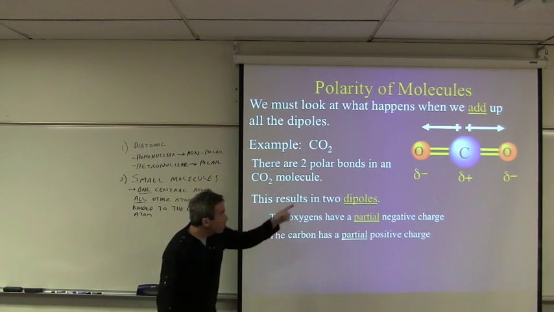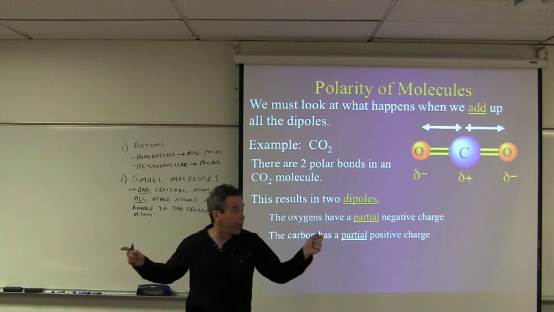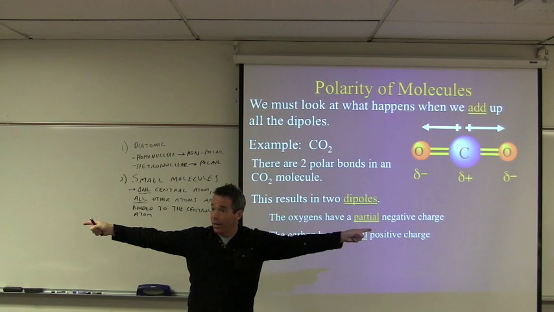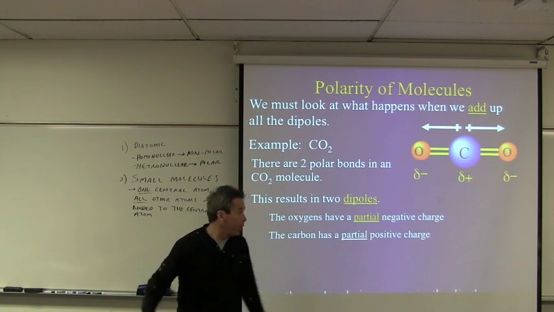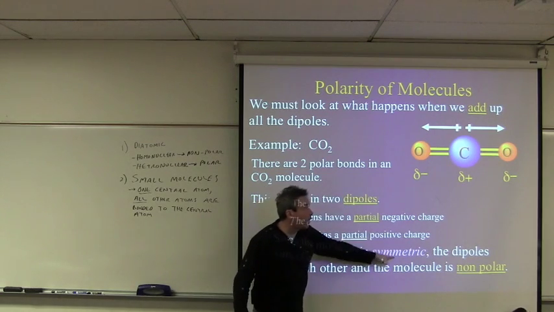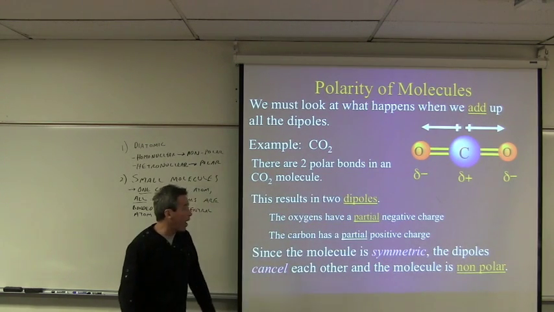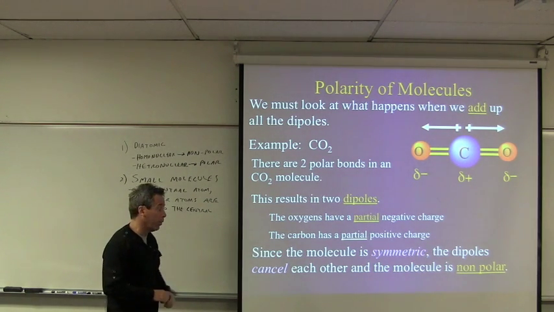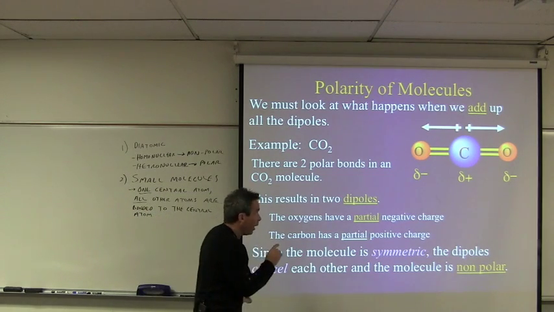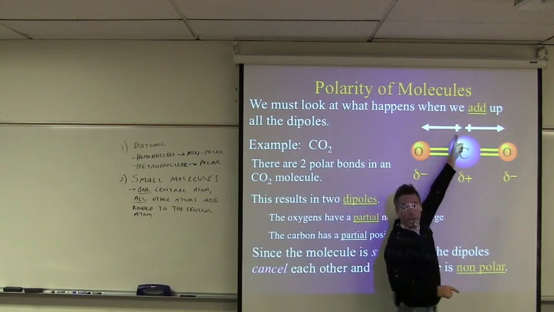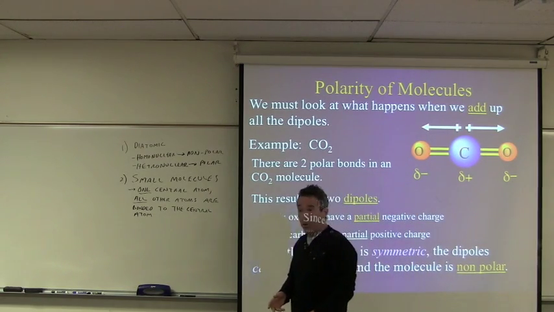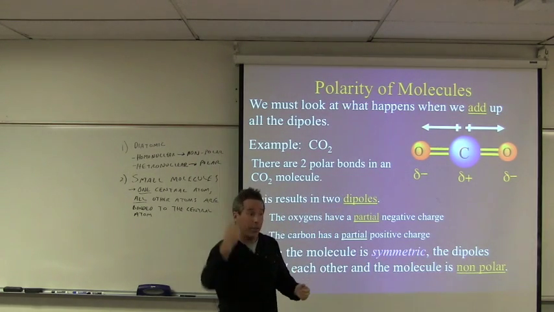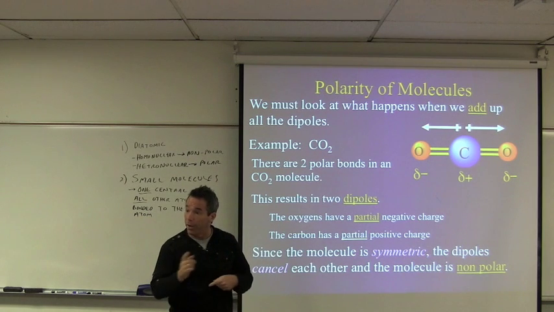Now, you notice how symmetric those arrows are? See how they're pointing exactly opposite one another? One goes this way and one goes this way, right? That molecule's symmetric. Since the molecule's symmetric, those dipoles cancel each other out and the molecule is nonpolar. I want to show you that with something you're more familiar with. Remember how I told you that we treat different things with vectors, and force is one of them. I could pull in this direction or in this direction, so it has a magnitude, how hard I pull, and the direction I pull.